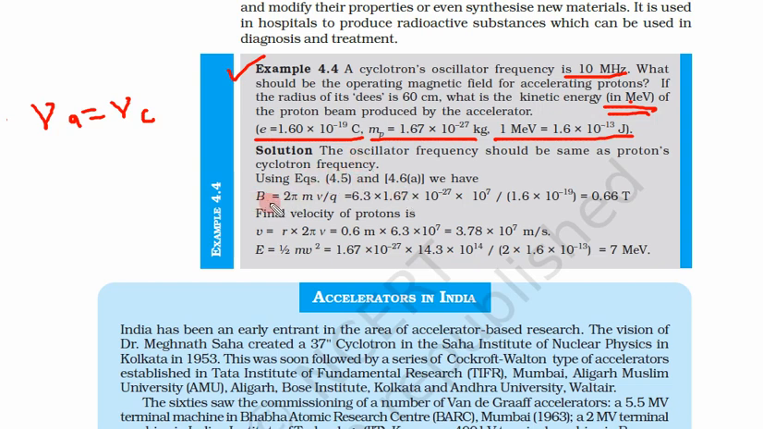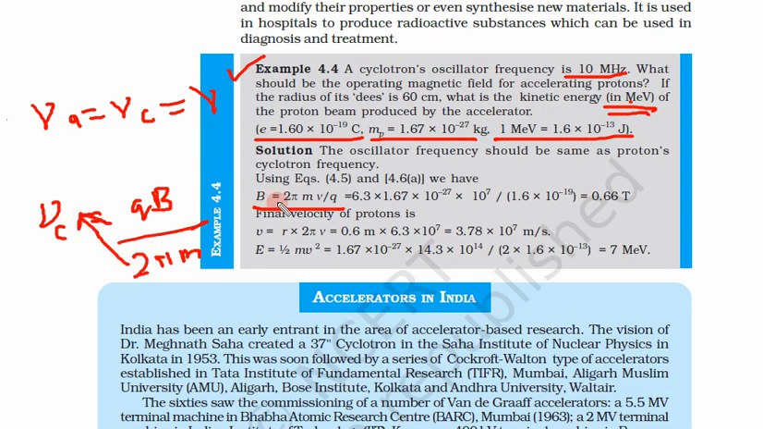Now this magnetic field is simply 2 pi m nu by q. From the formula of this nu C, this is equal to nu. So what was the formula for nu? QB by 2 pi m. So now let us take this 2 pi m here. So 2 pi m nu by q. So this is the magnetic field. We have taken this 2 pi m nu, and q in the denominator.